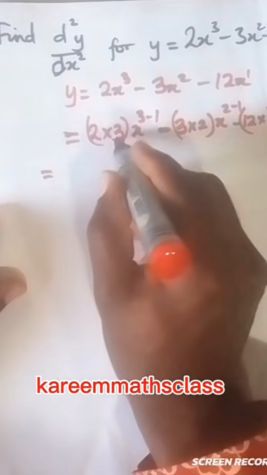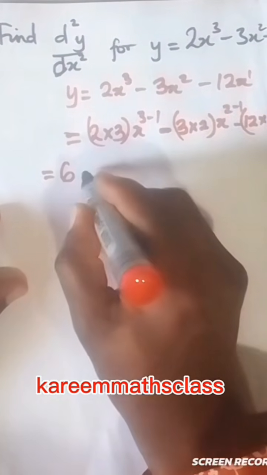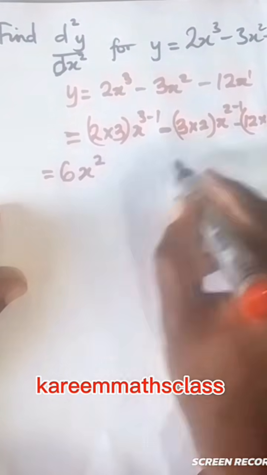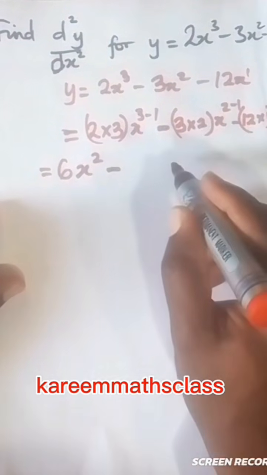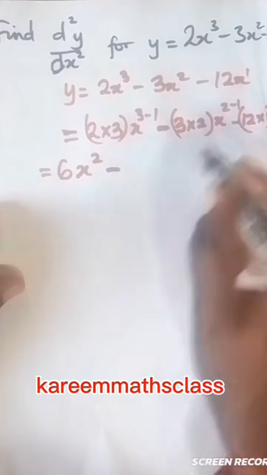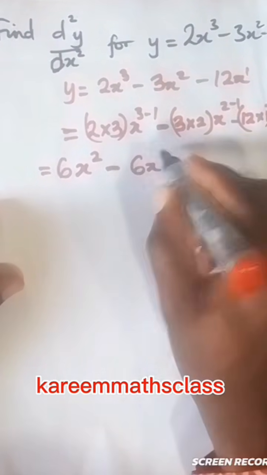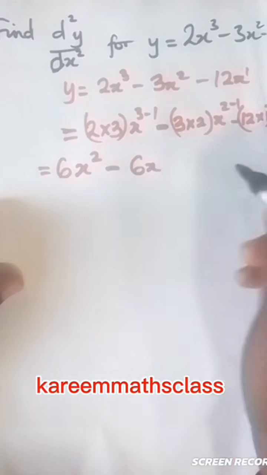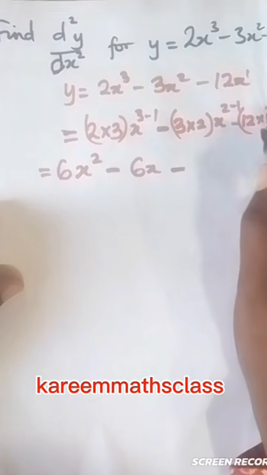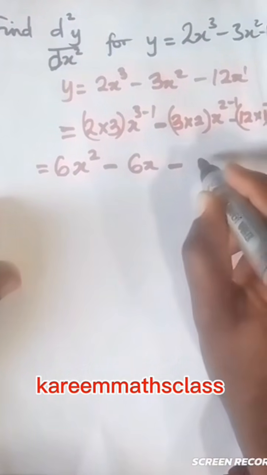So what you're going to get: 2 times 3 will give us 6. x raised to the power 3 minus 1 is going to give us x raised to the power 2. With the minus sign here, 3 times 2 will give us 6. x raised to the power 2 minus 1 is still going to give us minus 6x raised to the power 1, that's 6x. Then minus 12 times 1, x raised to the power 1 minus 1 is still going to give us minus 12. So this is the first derivative.